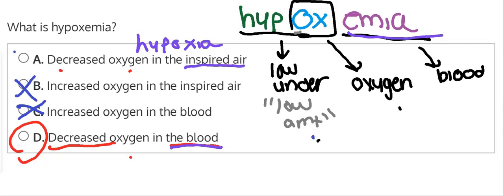This is close, but not exactly the same as hypoxemia. So option D, decreased oxygen in the blood, hypoxemia, is the correct choice.